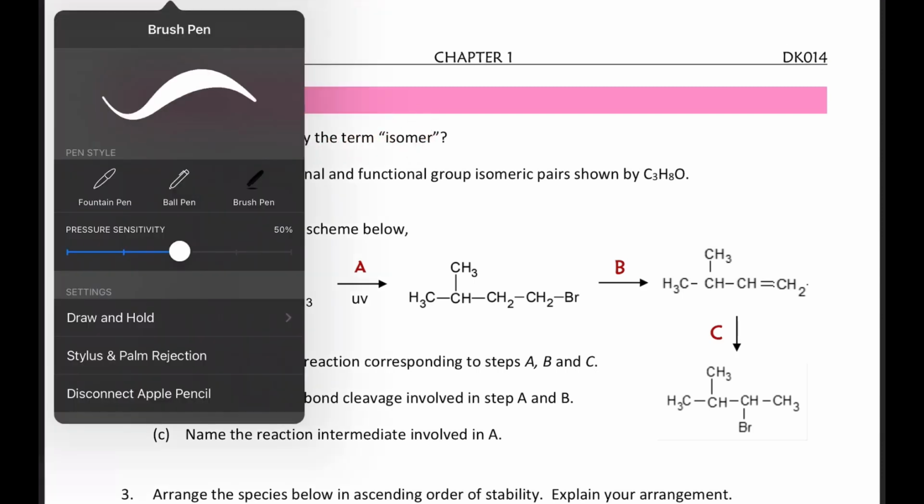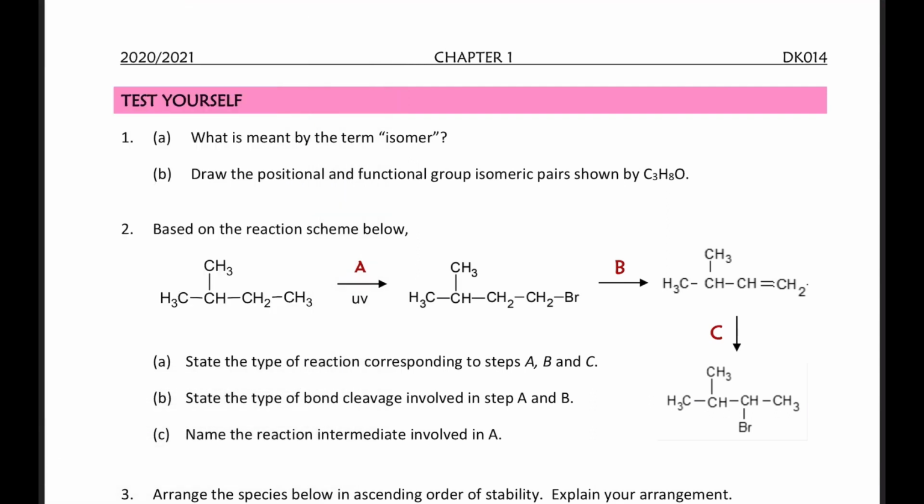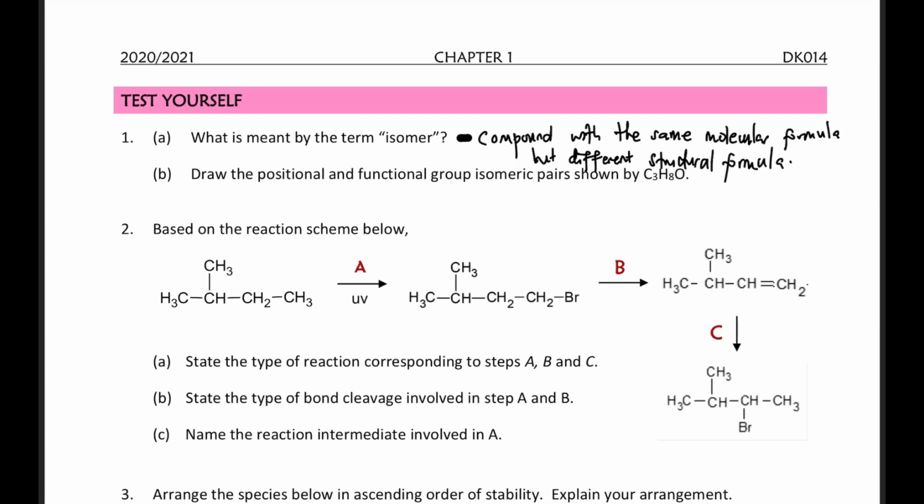This is part 3. Question 1, what is meant by the term isomer? Without further ado, let's go to the answer. It is compounds with the same molecular formula but different structural formula.